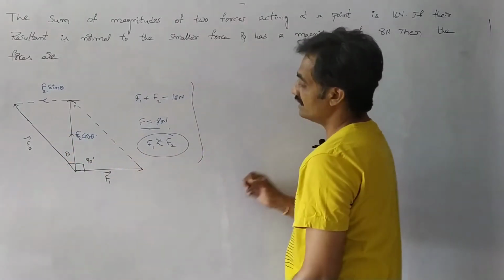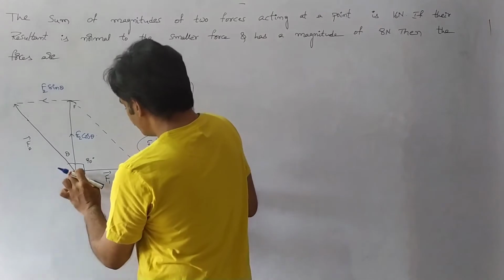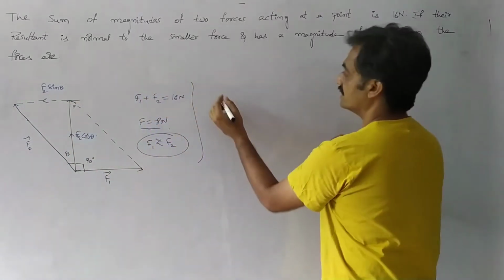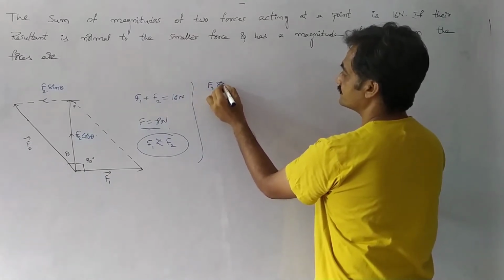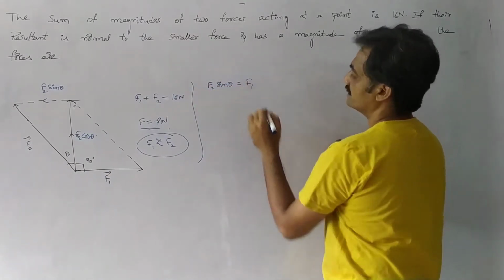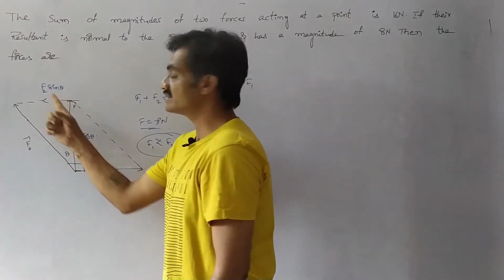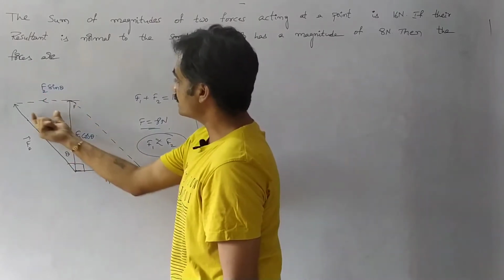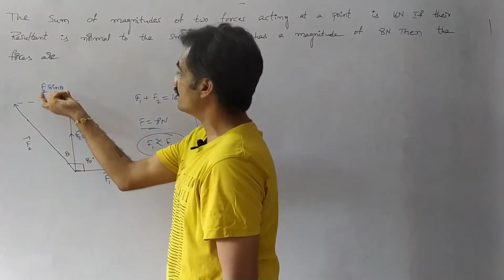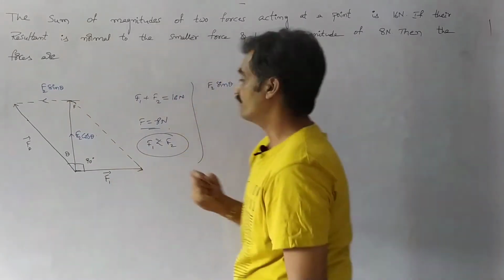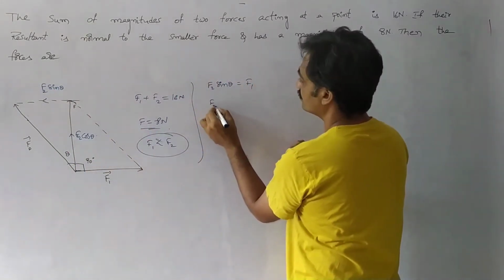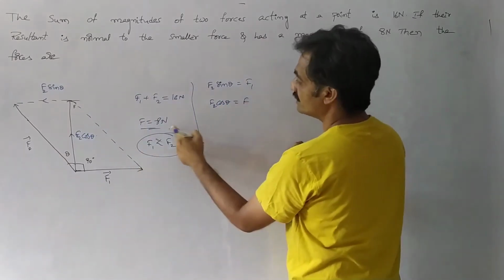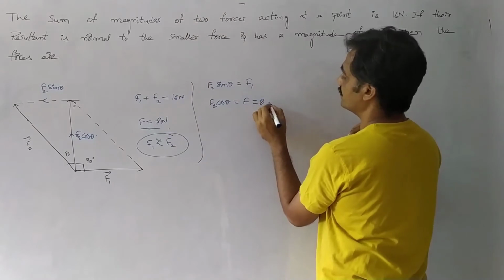If we take force F1 and place it at this position, we can say that F2 sin theta equals force F1. The magnitudes are the same; we are not representing the direction, we are just considering the magnitude. Since they are along the horizontal axis, F2 sin theta equals F1. And F2 cos theta equals F, where F equals 8 newtons.